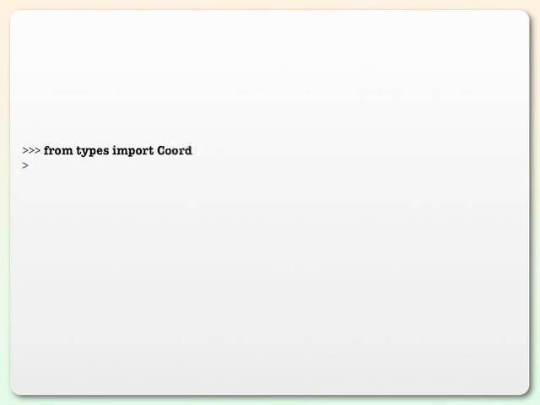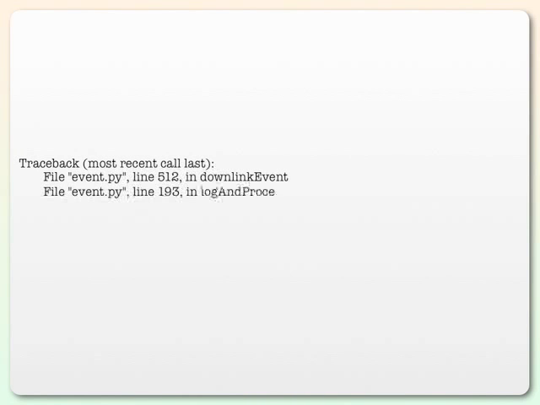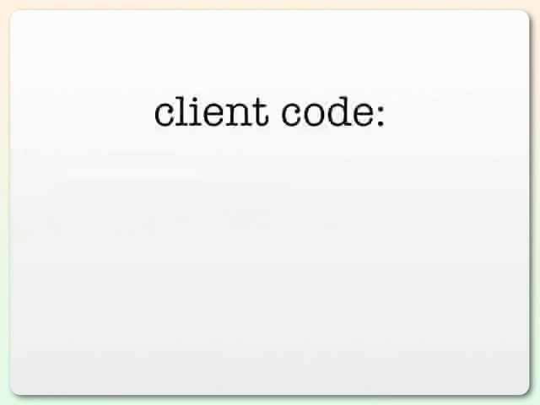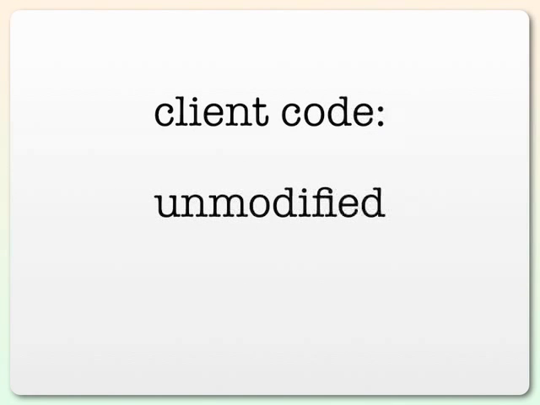We can test this out from the command line, and we get a little handy-dandy stack trace that tells us that it works. And then when we present bad data to the telemetry tracker, we get a nice handy-dandy stack trace from the telemetry tracker all the way down into our types module, even pointing out that the setLat function received a bad latitude. But client code, best of all, was unmodified. Before, the telemetry tracker was accessing a lat field, and now it's accessing a lat property, but it doesn't care. It gets all the benefits of the check for illegal values without having to be recompiled or retouched.